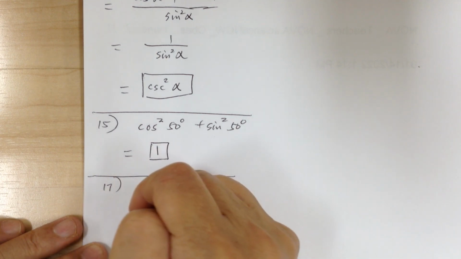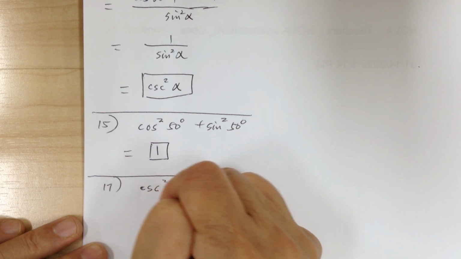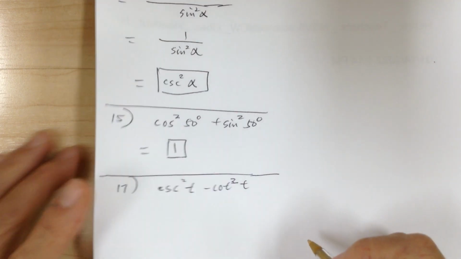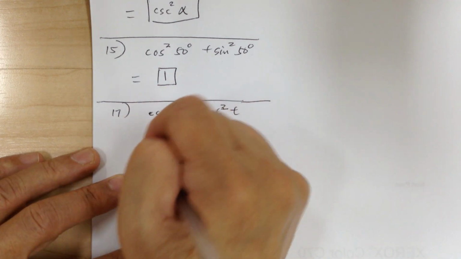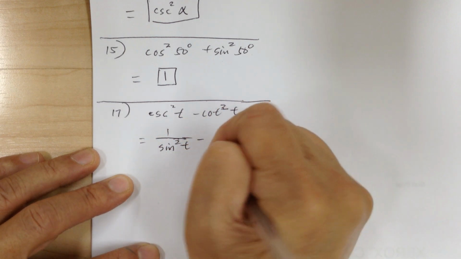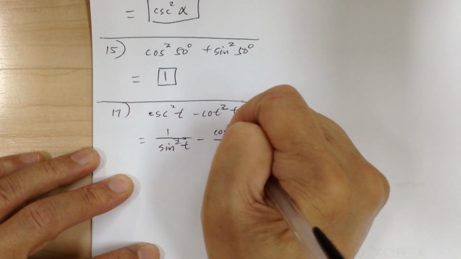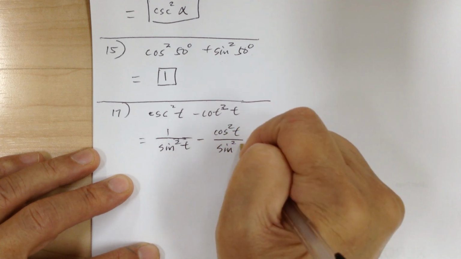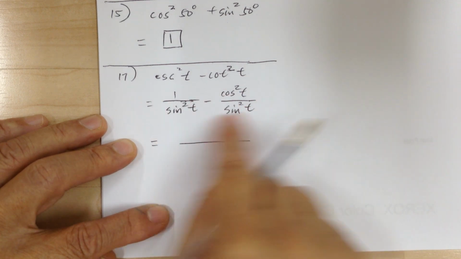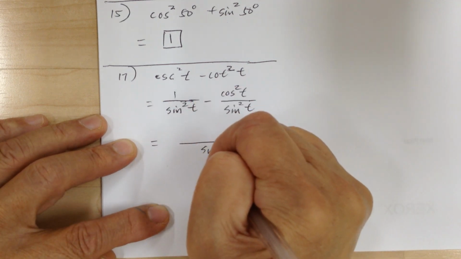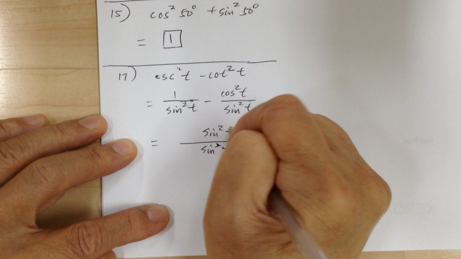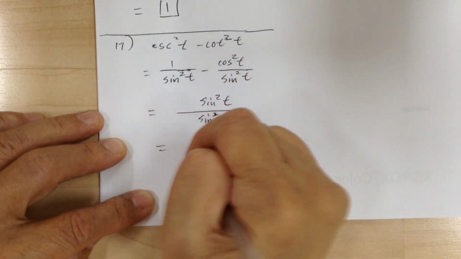Okay, 17. Cosecant square t minus cotangent square t. Okay, so again, if you're not sure what to do, make everything into sine and cosine. So cosecant is 1 over sine. Cotangent equal to cosine over sine. And now you have a common denominator, so you can combine them together. But 1 minus cosine square will give you sine square. Now you have sine square over sine square, this will equal 1.